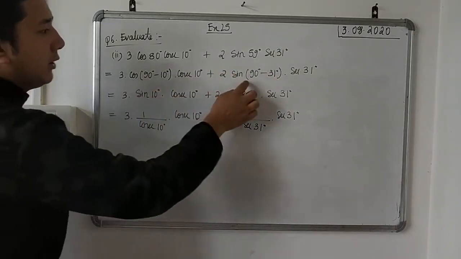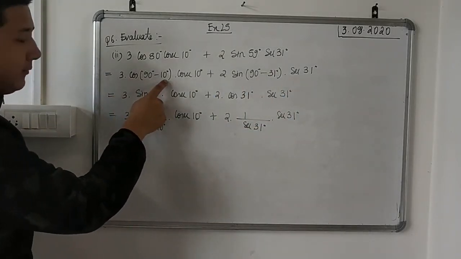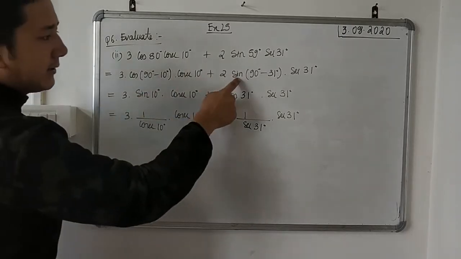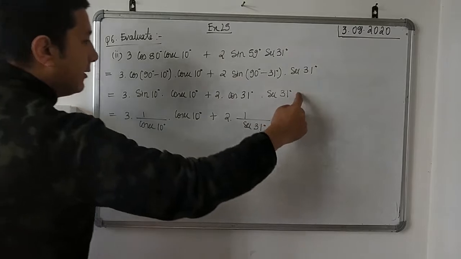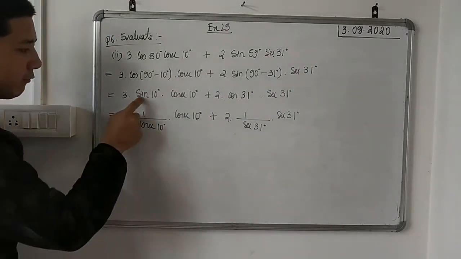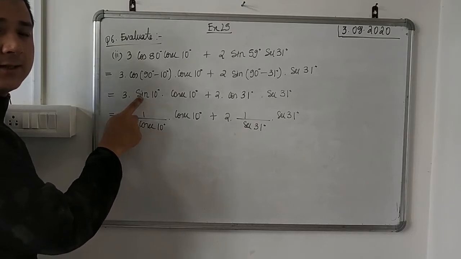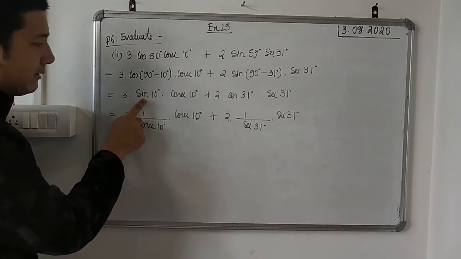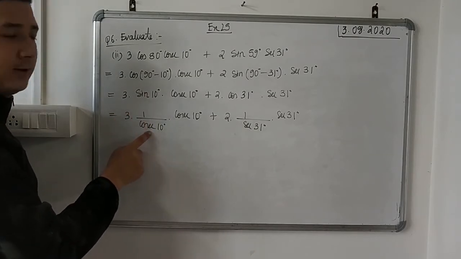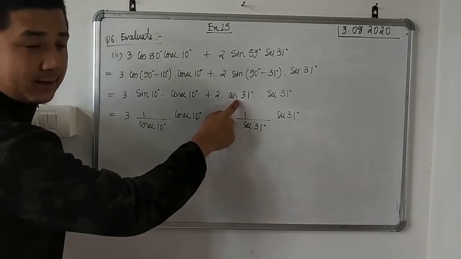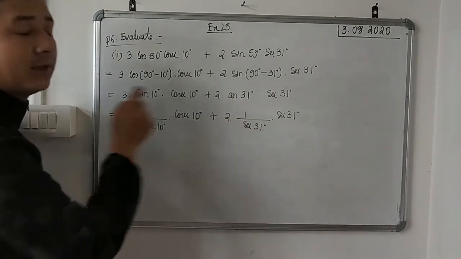Now here and here use the formula. Cos 90 degree minus theta is sin theta and sin 90 degree minus theta is cos theta. I hope everyone is clear till here. Now from here to here I am using the reciprocal formula of sine. Sine is 1 by cosec, isn't it? So sine 10 will be 1 by cosec 10 and cos is 1 by sec, isn't it? So cos 31 will be 1 by sec 31.